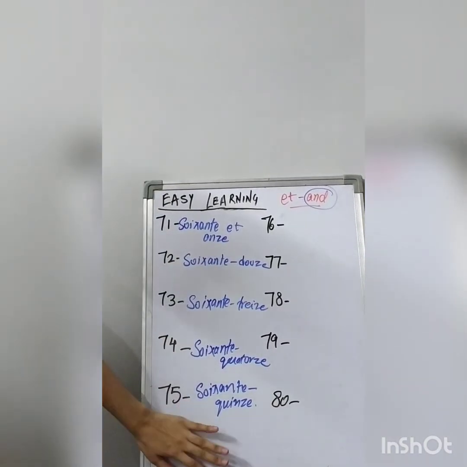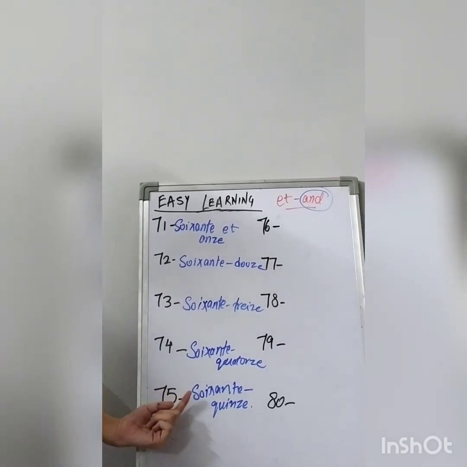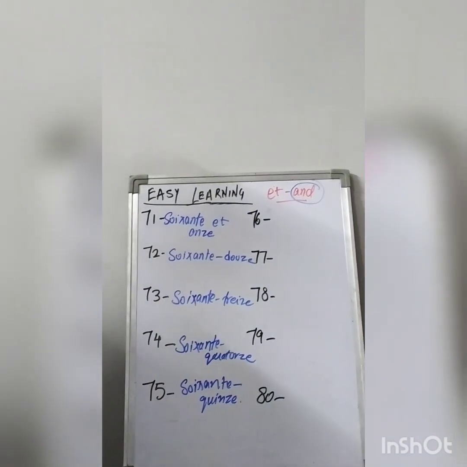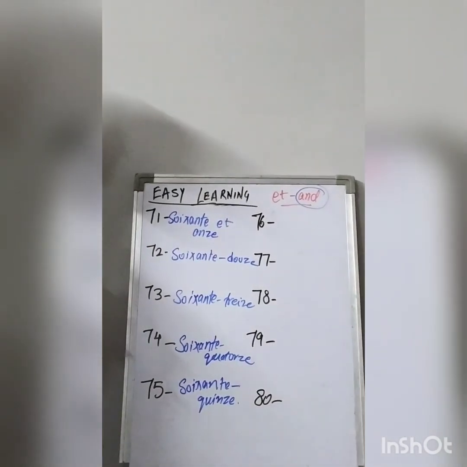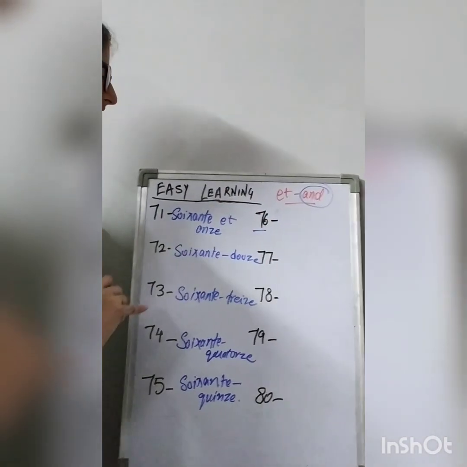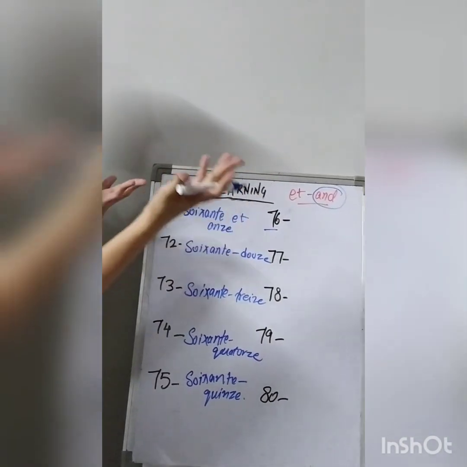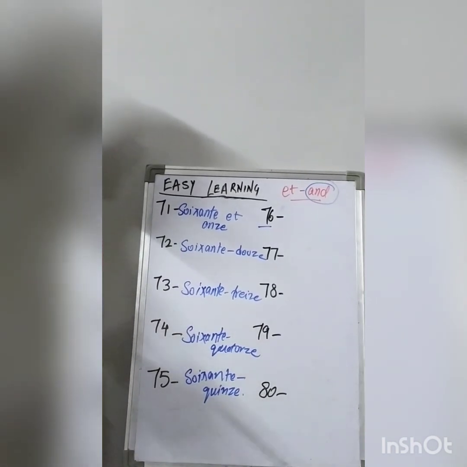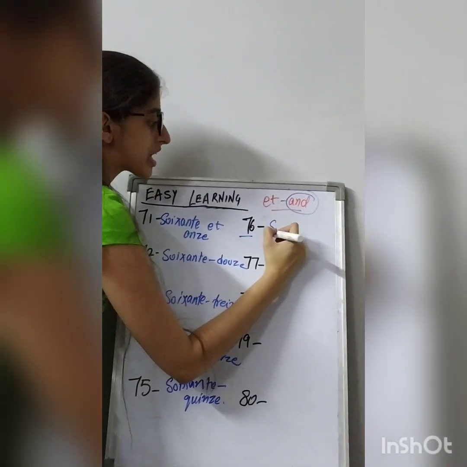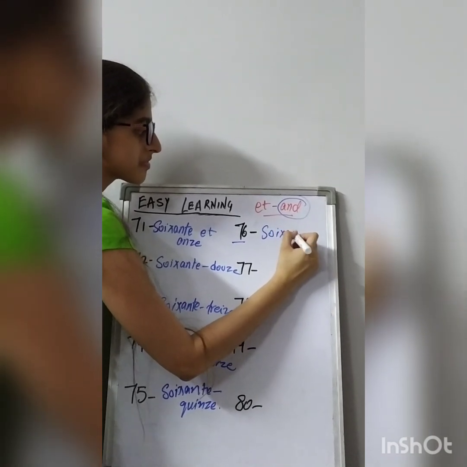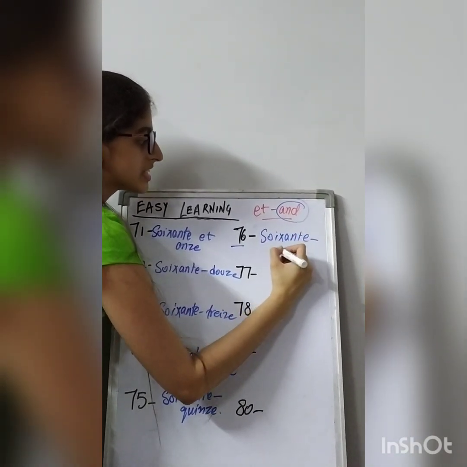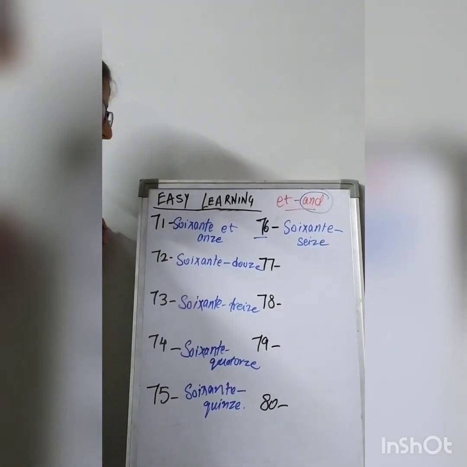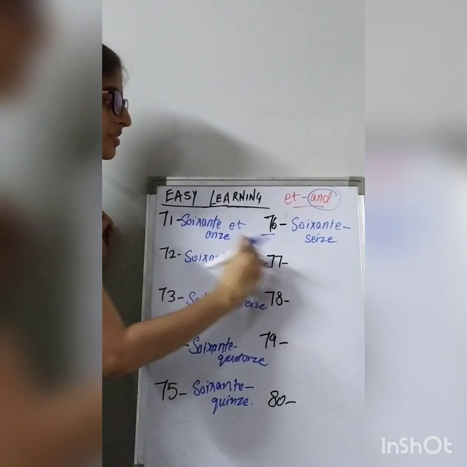Soixante-quinze, which is 60 and 15, 75. Next in number we have 76. 76 is what? 60 plus 16, right? So soixante-seize. Soixante-seize is 76.